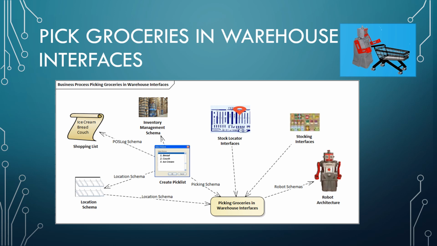So that leads us to picking groceries in a warehouse systems interfaces. We start off, of course, with our shopping list from our customer. We generate this pick list using this POLOG schema. We find out where things are with the location and the inventory management schemas. We generate a list of picking where we want to go, and we use the stock locator to find that set of items. We then go to the stocking interfaces to actually pick that one out of that pick list and use the robot for putting it into a box for shipment out to the customer.